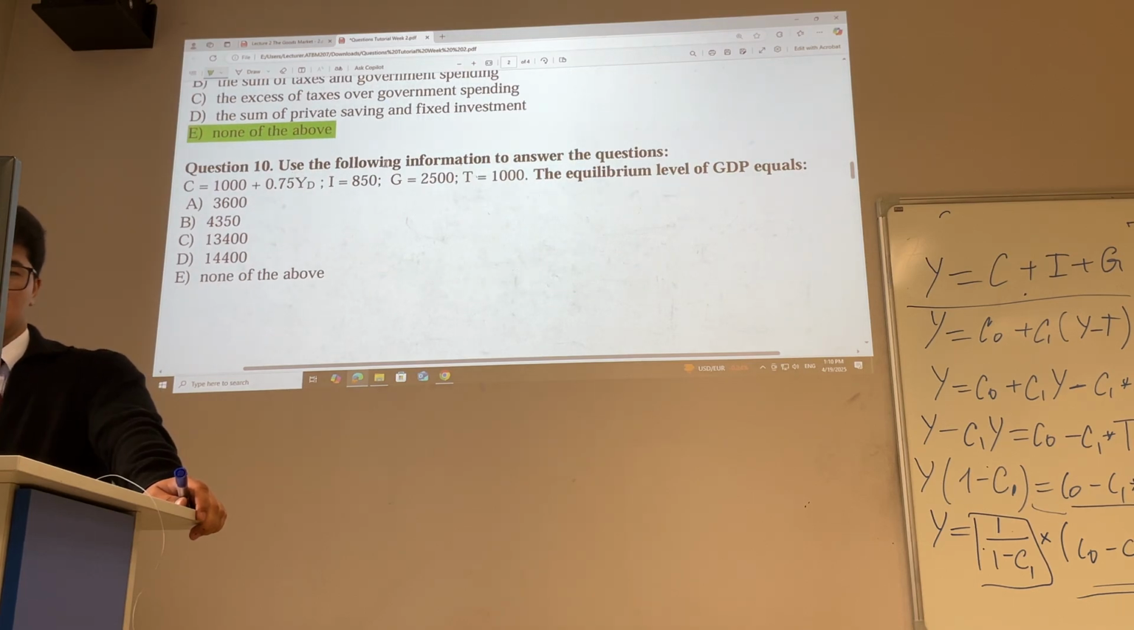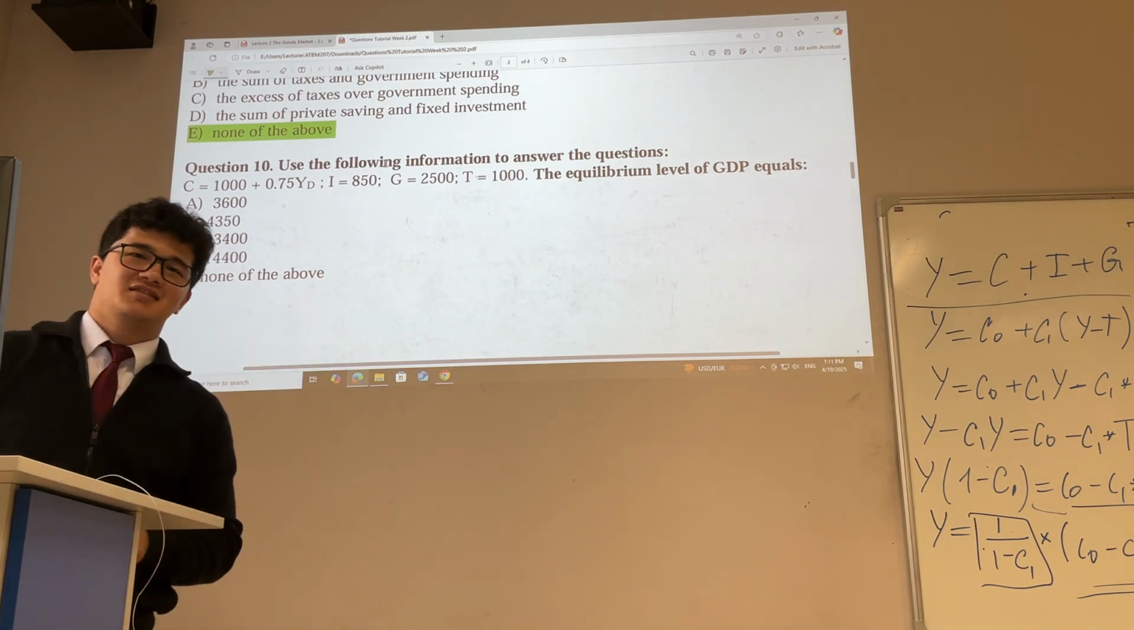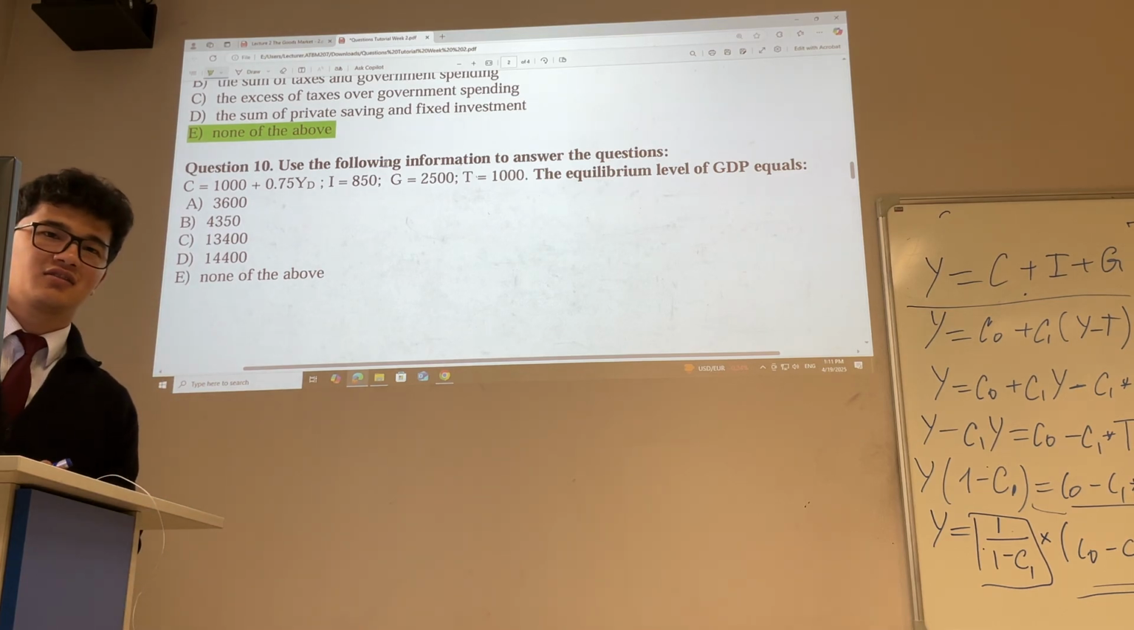This one, guys. Solve it. Use the following information to answer the question. Like we did it. Now it's in multiple choice form. Just fine, guys. Let's see how fast you can calculate.